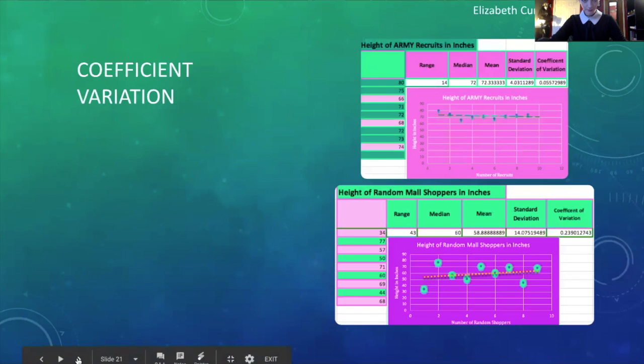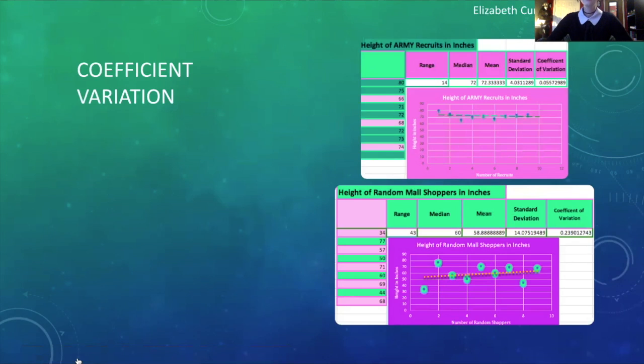Let's move forward. Coefficient of variation. Coefficient of variation is also known as relative standard deviation. It is a standardized measurement of a probability distribution, for example, the Army recruits' heights versus the heights of random mall shoppers.